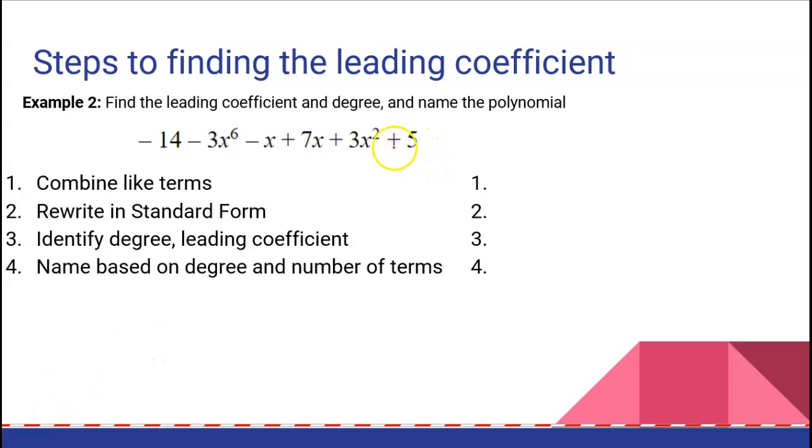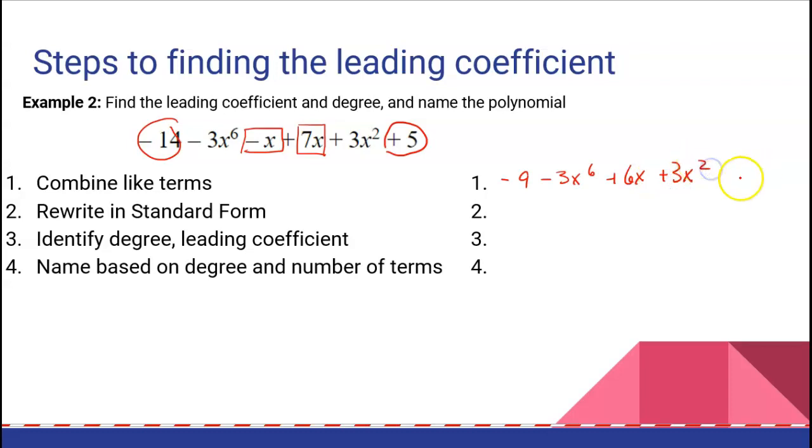Looking at like terms, I see that I have a positive 5 here and a negative 14 here. I can combine that to make a negative 9. I have a negative x here and a positive 7x here, and I can combine those to make a 6x. These other two terms don't combine, so we will have a negative 9 minus 3x^6 plus 6x plus 3x squared.